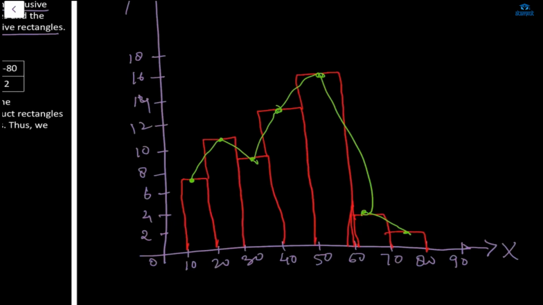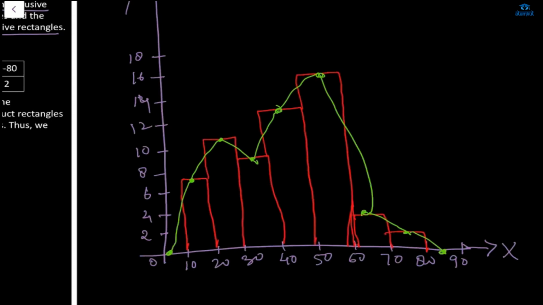That's why we include 2 extra class intervals, one at the starting and one at the end. Because when you include 2 extra class intervals, your frequency becomes 0, and when frequency becomes 0, it will be represented on the x-axis, because the y-axis represents the frequency. So you will have 1 point here and 1 point here, depending on the graph.